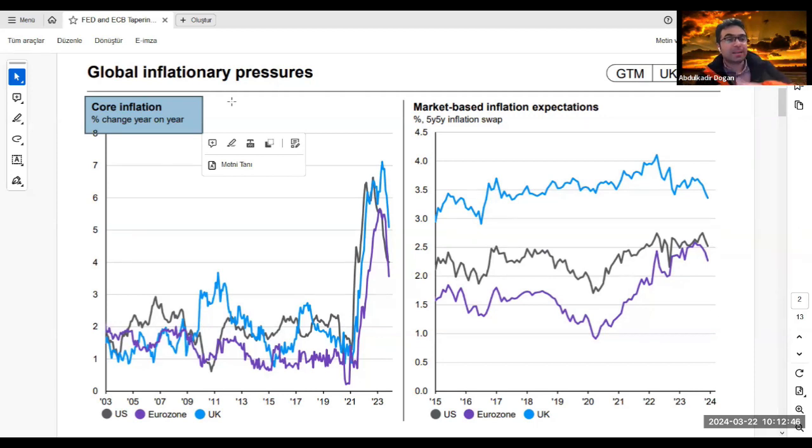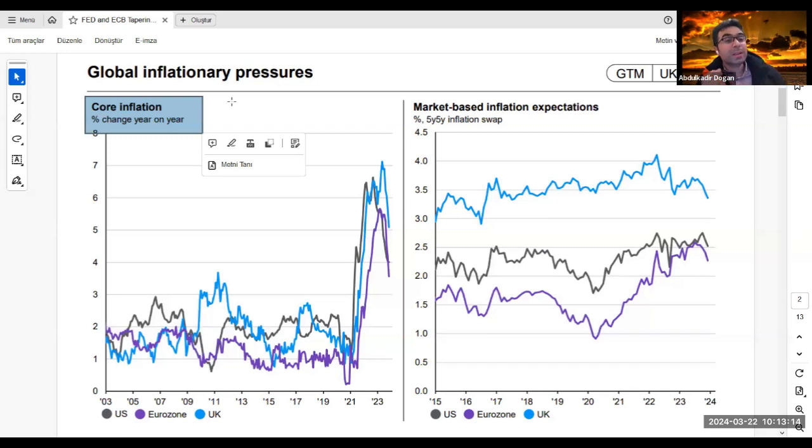Let's say this month the price of this basket is 100. And let's say next month, when we calculate the basket prices, it is 101. So I am calculating inflation: this month the price is 100 and the second month is 101. So the percentage change is just 1% monthly.